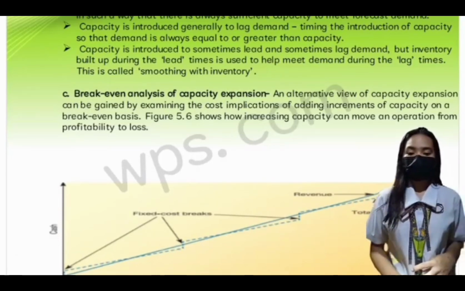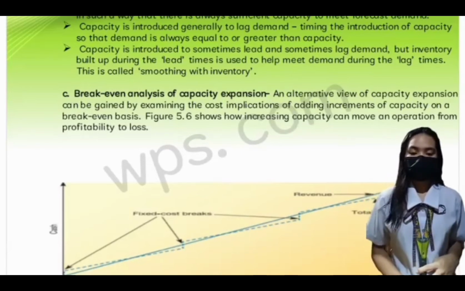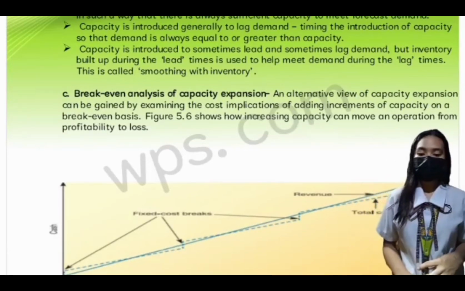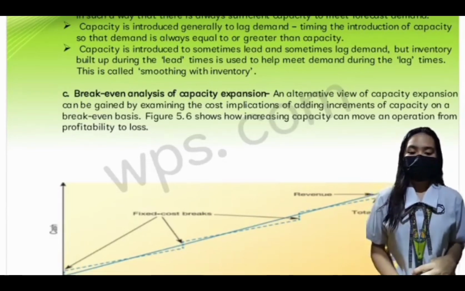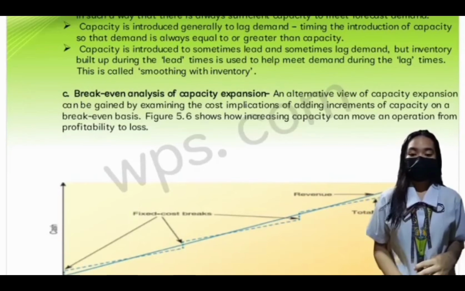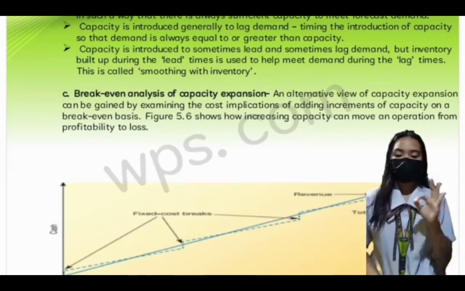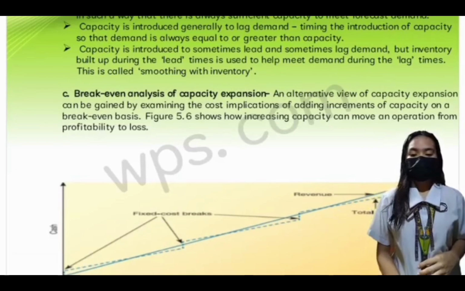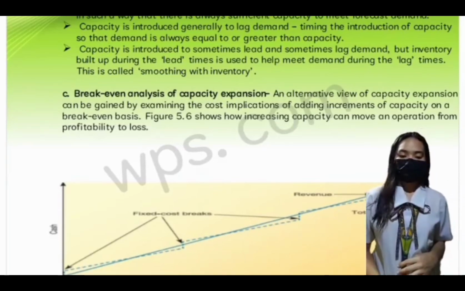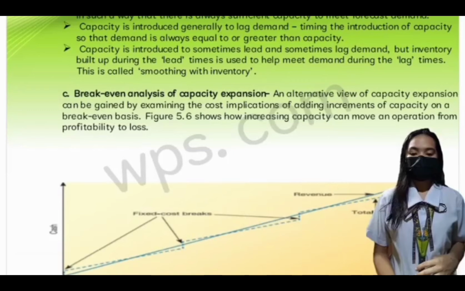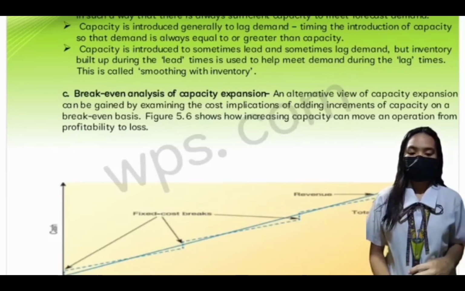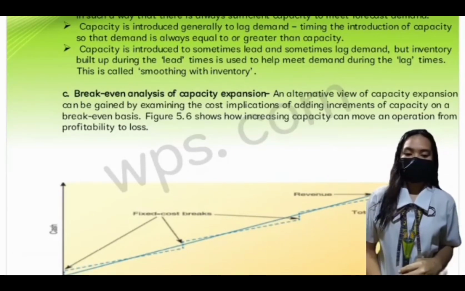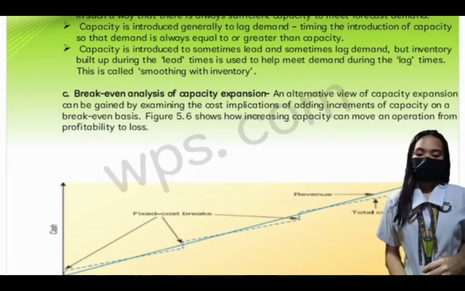Capacity is introduced to sometimes lead and sometimes lag demand. But inventory built up during the lead times is used to help to meet demand during the lag times. This is called smoothing with inventory. Number 3 is break-even analysis of capacity expansion. An alternative view of capacity expansion can be gained by examining the cost implications of adding increments of capacity on a break-even basis.